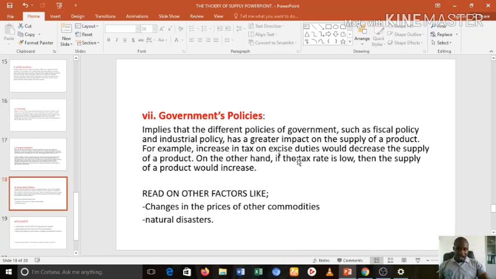When taxes are low, definitely there will be an increase in production. If taxes are low, you realize that there will be a fall in the cost of production. And a fall in the cost of production is a favorable condition for a producer, and therefore the supply of goods will increase. This implies that different policies of government, such as fiscal policies and industrial policy, have a greater impact on the supply of a product. For example, an increase in tax on excise duties will decrease the supply of products. On the other hand, if the tax rate is low, then the supply of the product will increase. So it's as simple as that.